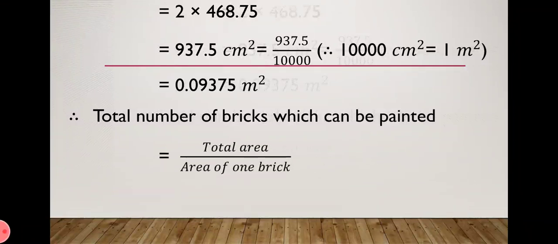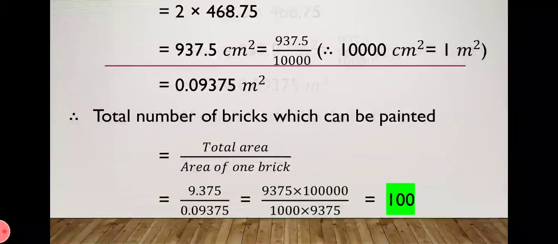Now we have to find the total number of bricks which can be painted. So to find the total number of bricks, we write total area divided by area of one brick. This is the formula to find the number of bricks, or whatever number of cans or things we have to find, that we divide the total by 1. So that is total area divided by area of one brick. Now the total area is 9.375 divided by 0.09375.